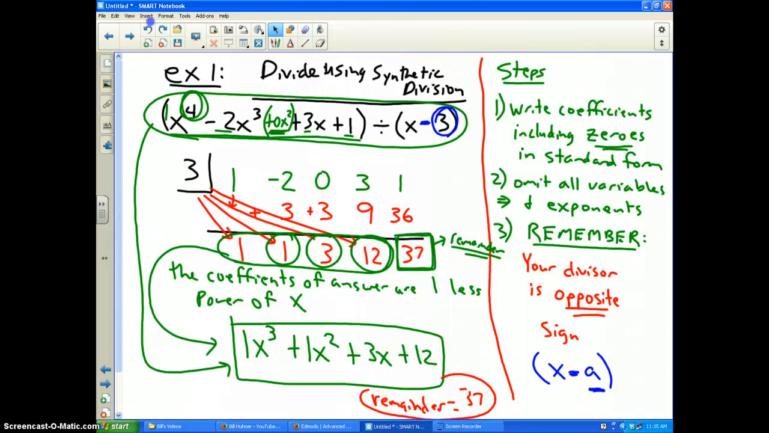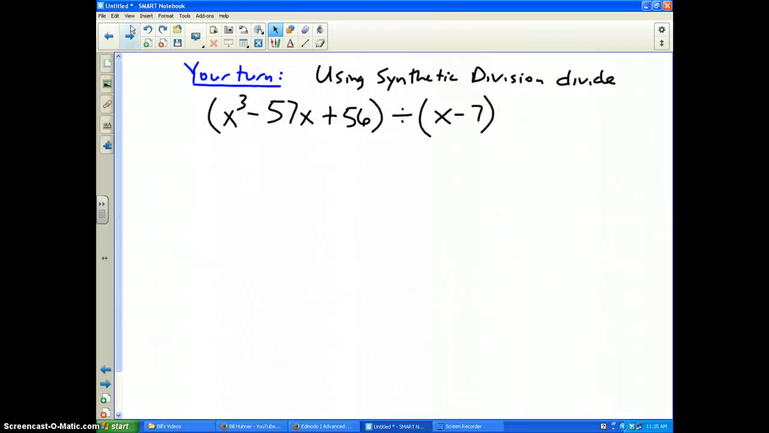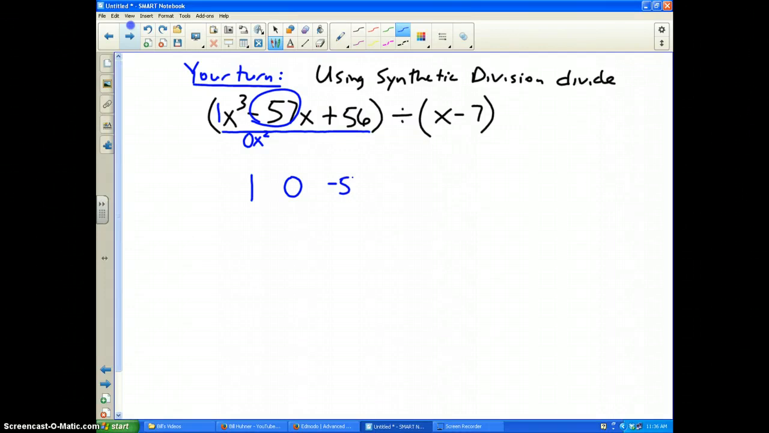Now, I want you to practice. We're going to do a couple problems together. So first of all, if you want to pause the video and do it on your own, go ahead. Otherwise, I'm going to lead you through it very slowly. I look at this particular problem, and I notice the x squared term is missing, so I need a 0. So therefore, my coefficients are 1, 0, negative 57, and positive 56.